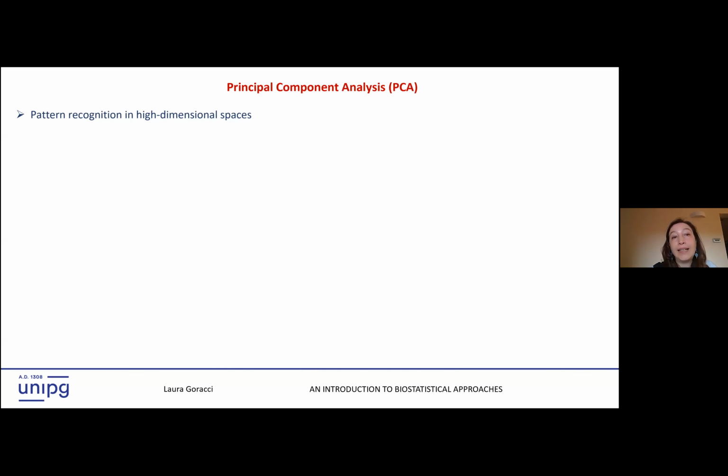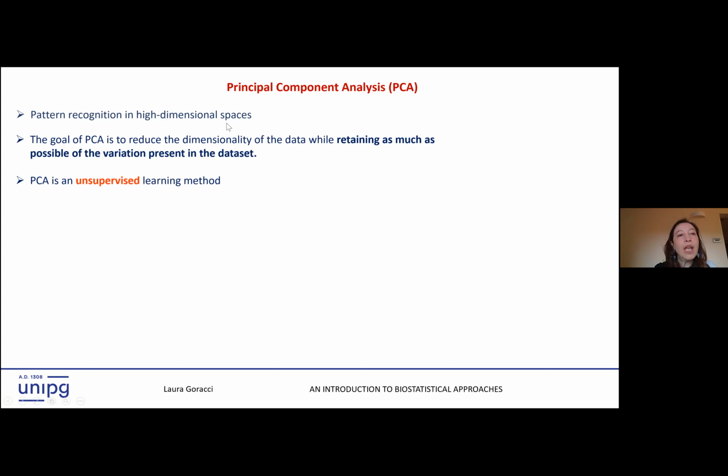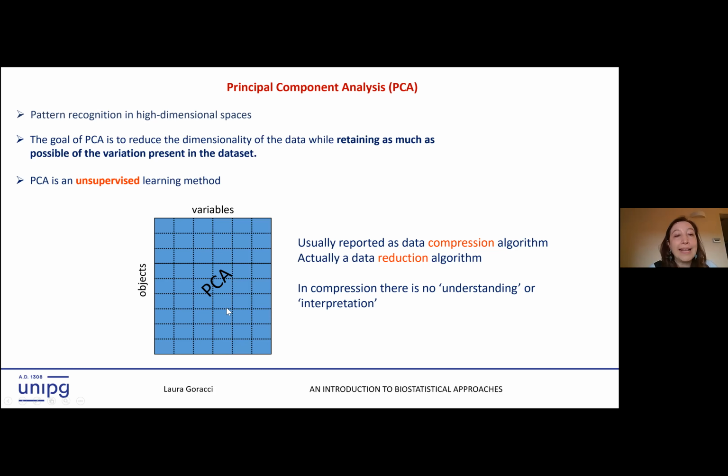Pattern recognition is at the basis, and PCA applies pattern recognition in a high dimensional space. What is the goal of PCA? The goal of PCA is to reduce the dimensionality of my data. Remember, we have a fat matrix, a big data matrix, while retaining as much as possible the variation present in the dataset, like Professor Subramanian was anticipating yesterday. And PCA is an unsupervised learning method. That means that it works only with my X matrix. Some people prefer to talk about a compression algorithm, but actually it is a reduction algorithm, and I'm not going into details with that.